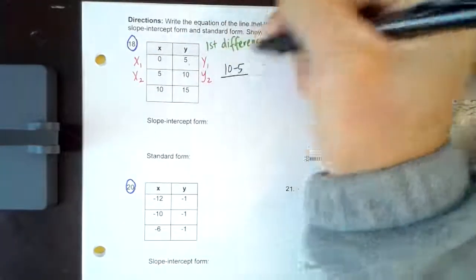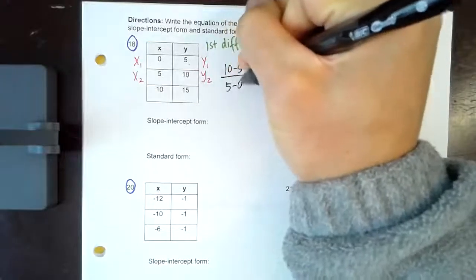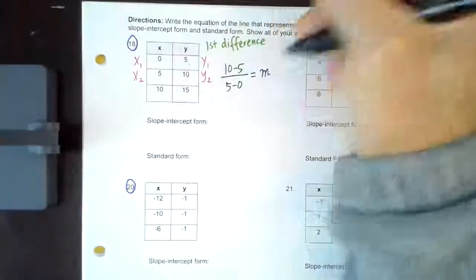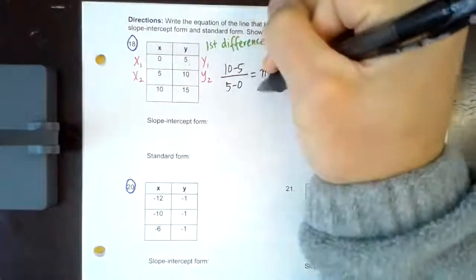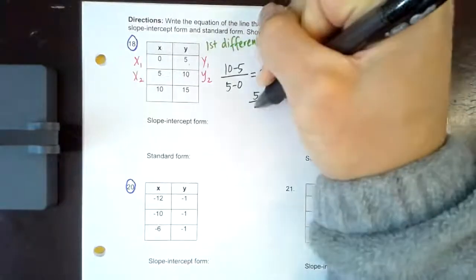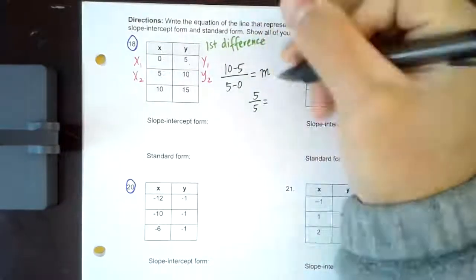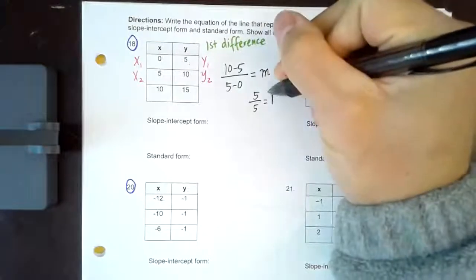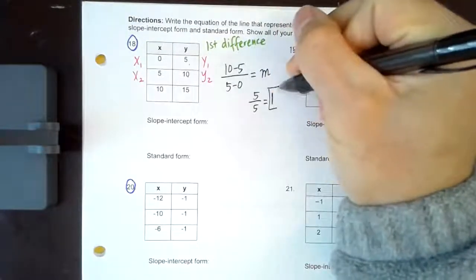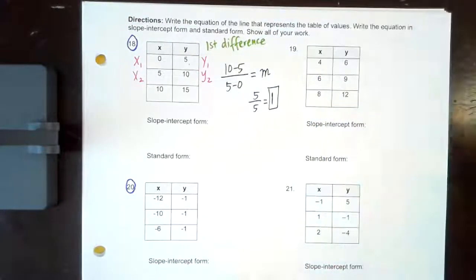And so let's do 10 minus 5 divided by 5 minus 0, which gives us our m value, right? 10 minus 5 is 5. 5 minus 0 is 5. And that gives us a slope of 1, right?